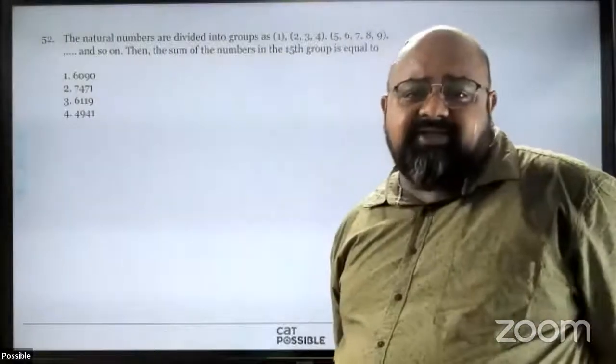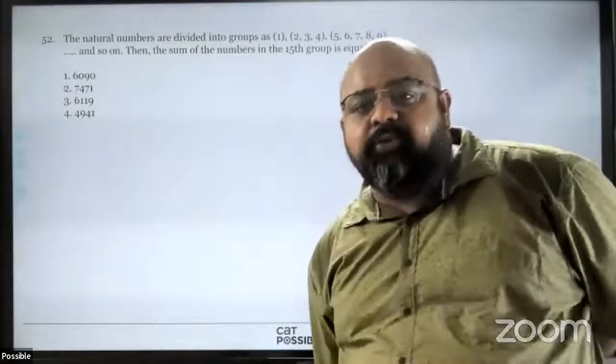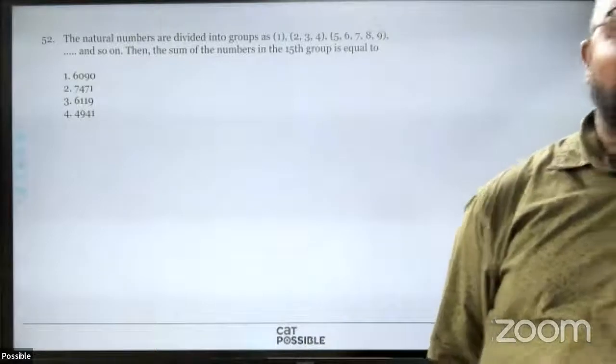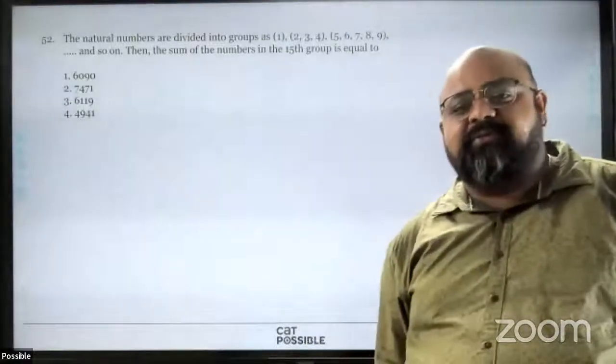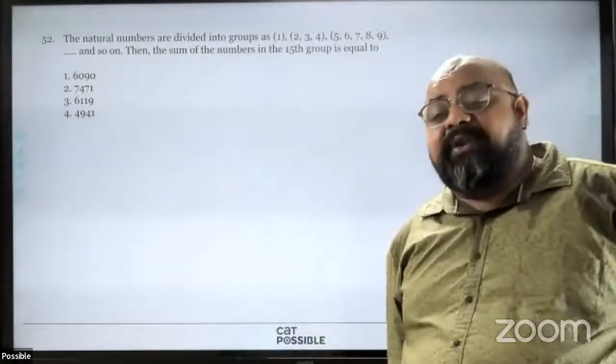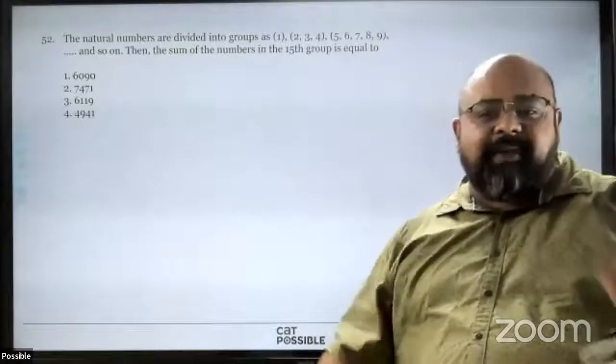Question 52 then says the natural numbers are divided into groups as 1, 2, 3, 4, 5, 6, 7, 8, 9, and so on. Then the sum of the numbers in the 15th group is equal to what? Now the question is, how many numbers will be there in the 15th group? I just have to look at a pattern here.